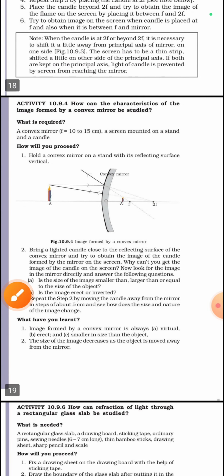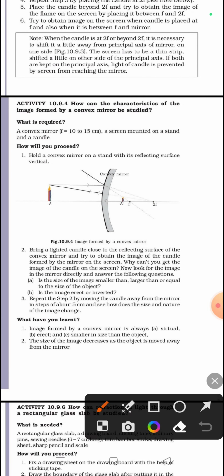Next, how can the characteristics of the image formed by the convex mirror be studied?